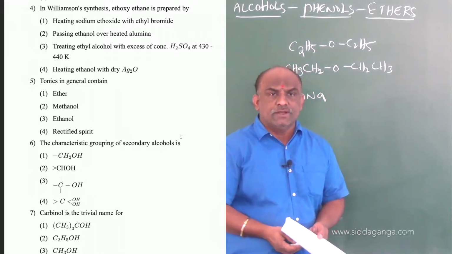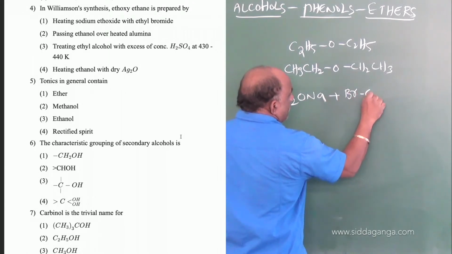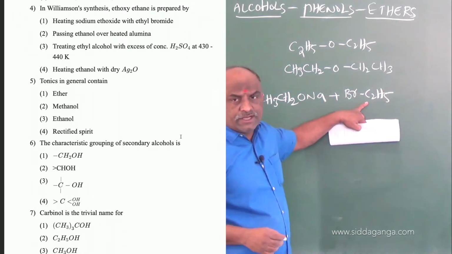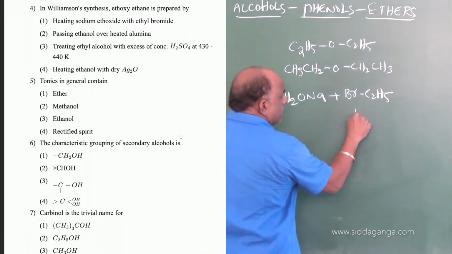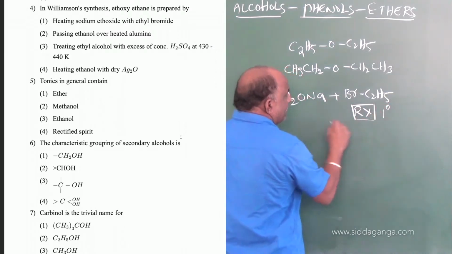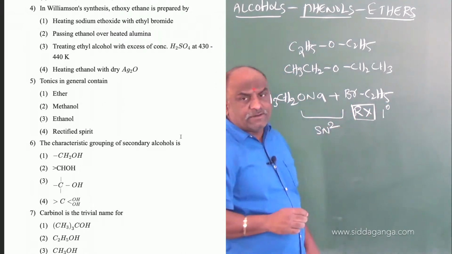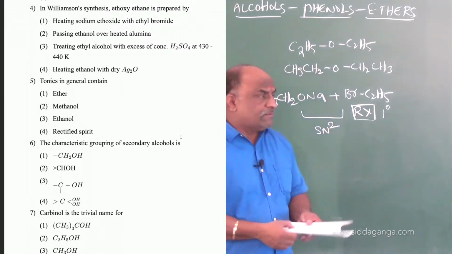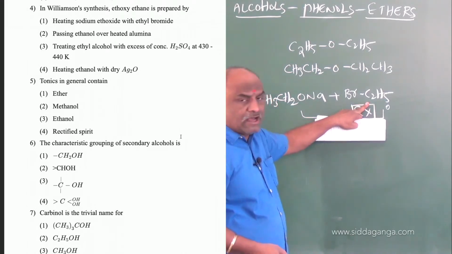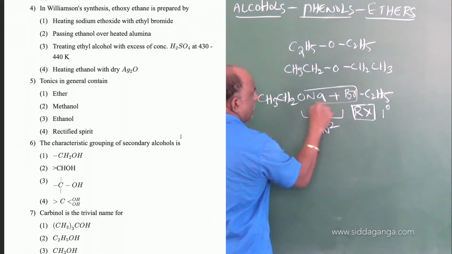CH3CH2ONa is called sodium ethoxide, and ethyl bromide formula is C2H5Br. This is the alkyl halide. Which type of alkyl halide is it? Primary alkyl halide, because this reaction follows the SN2 reaction mechanism. For the SN2 mechanism, we require a simple alkyl halide. Simple alkyl halide only produces ether. So here you should eliminate sodium bromide from this.